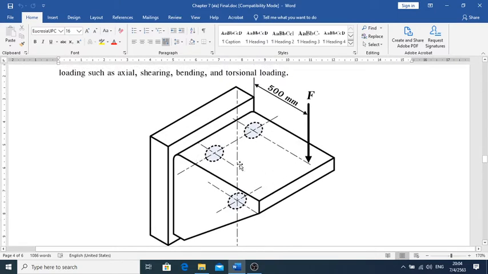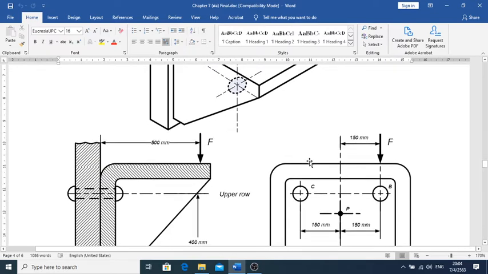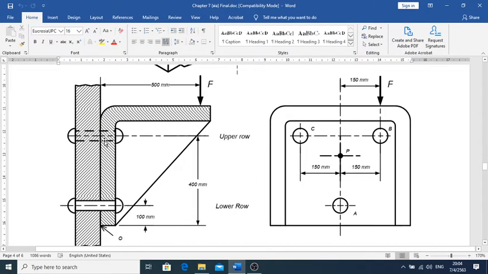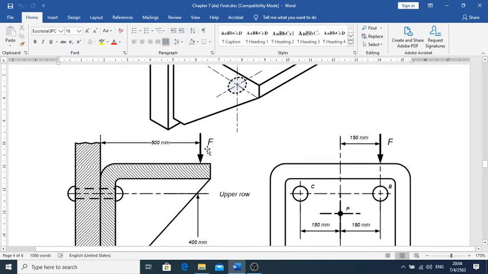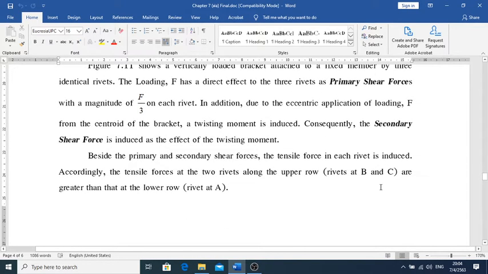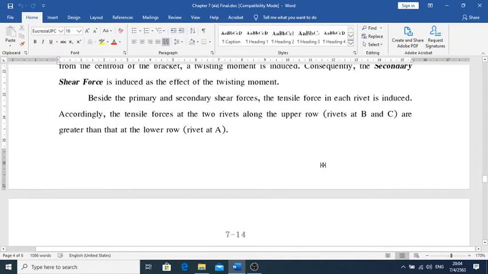Anyway, I'm trying to show you the bracket. We have three rivets fixing up some kind of bracket, looking like that, and then I apply the force on it. In the upper row we have two rivets, and down under we have only one rivet. Then I have an eccentric force F just at point B there. Okay, so this one is very sophisticated.